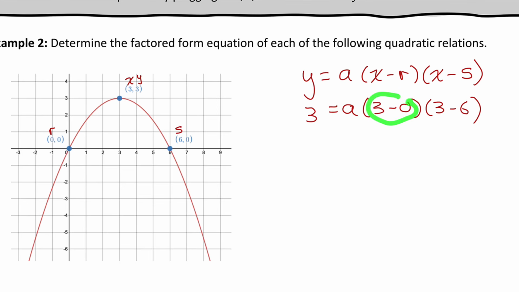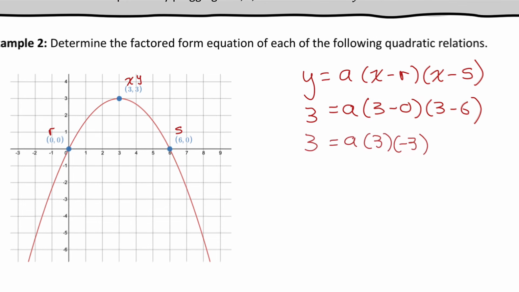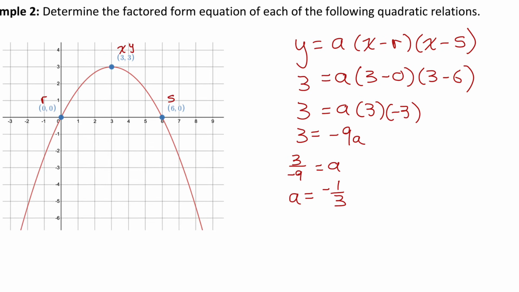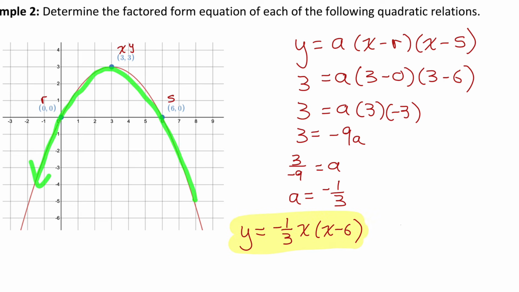Starting by simplifying these factors to 3 and negative 3, I see the right side of my equation, the product, would be negative 9a. And then isolating a, I would divide the negative 9 to the other side, and I figure out a is equal to negative 3 over 9, which I could simplify to negative a third. And then writing my final equation into my factored form, I sub in for a, and my r value was 0, and my s value was 6. Now we of course wouldn't write x minus 0, we would just write that as x. So let me change that. And there's the final answer. That equation defines all of the points that make up this parabola.